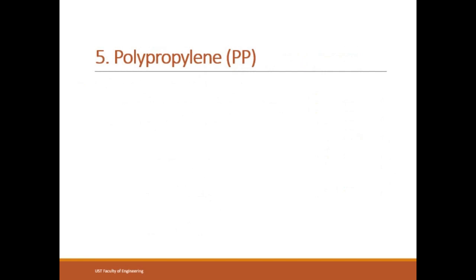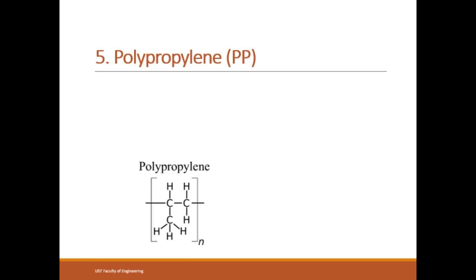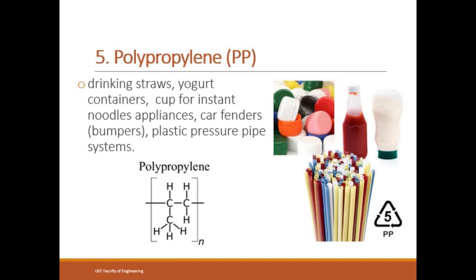Now we have code 5, which is for polypropylene. Polypropylene is an addition polymer made from propylene monomers. It has high heat resistance and does not absorb water. Therefore, they're good for food packaging such as cups for instant noodles and yogurt containers.